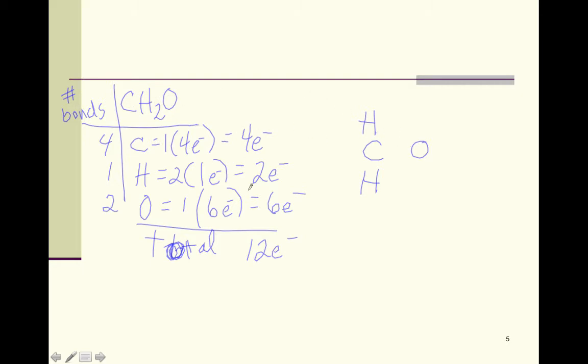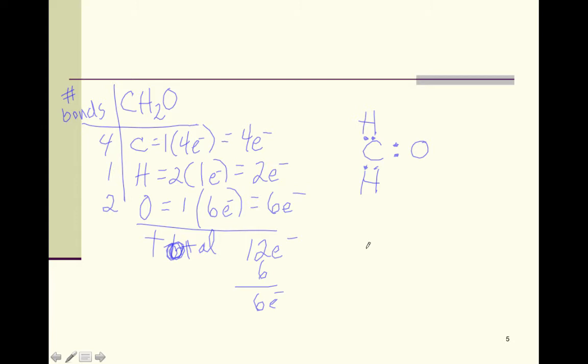All right. This is my proposed structure, and I'm reminding myself this most likely will be a double bond, but let's see what happens with our 12 electrons. First step is to join by single bonds. I'm going to join my hydrogens. I'm going to join my carbon and oxygen. 2, 4, 6. I have 6 more than I have to show.